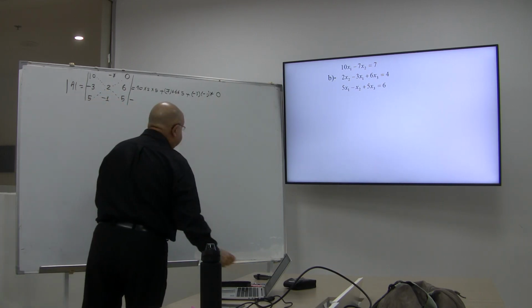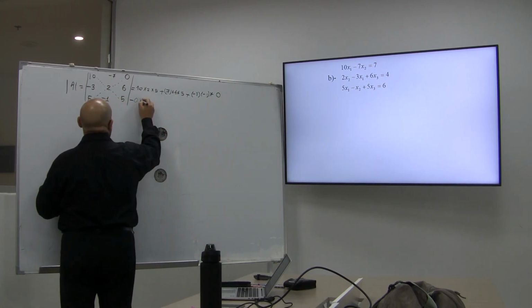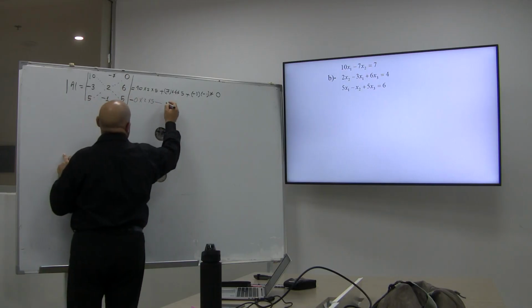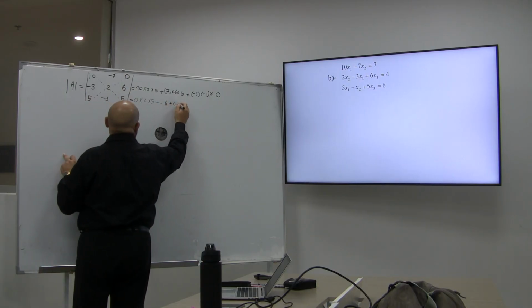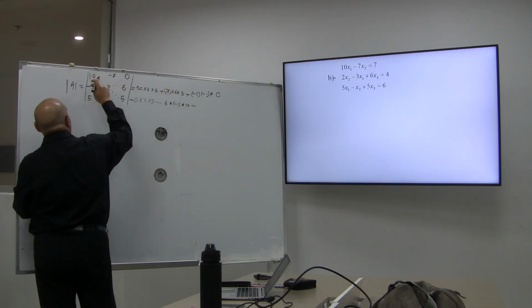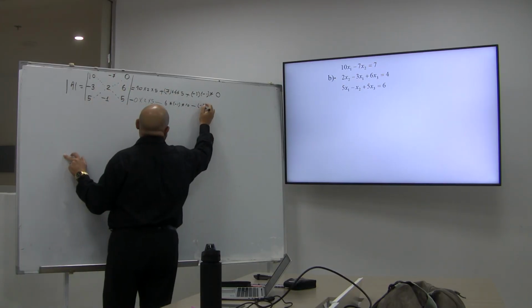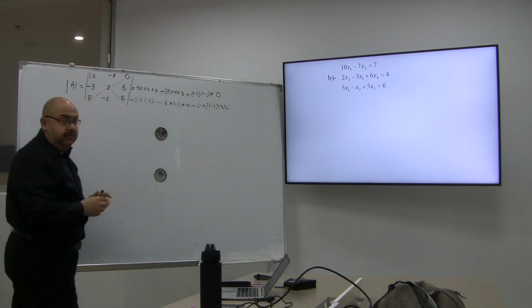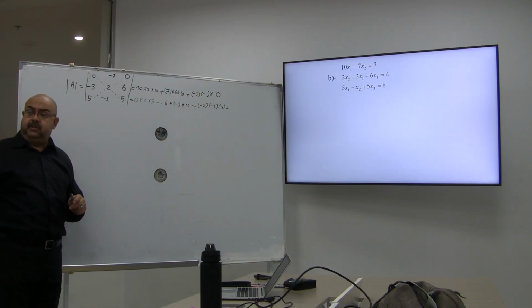So it's going to be 0 times 2 times 5. Then minus 6 times -1 times 10. Then minus -7 times -3 times 5. And then I will have the value of this determinant. So that's the first step.